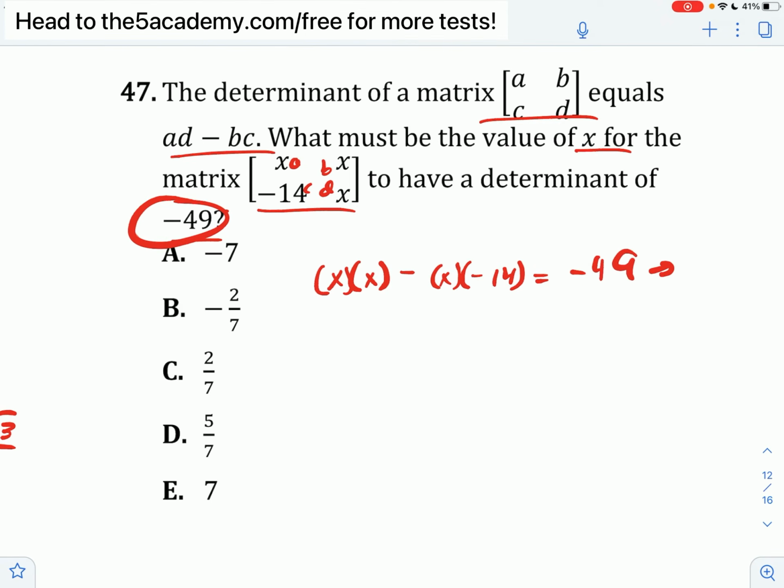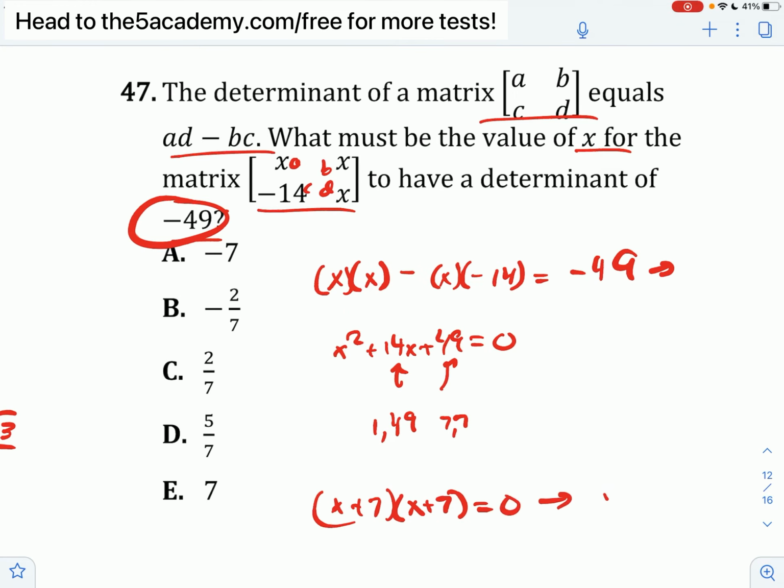What I can do is combine these and move this to this side, and I'll get a quadratic. X squared plus 14x plus 49 equals 0. What are factors of 49 that add up to 14? So 1 and 49, or 7 and 7. 7 and 7 obviously match up. X plus 7 times x plus 7 equals 0. If I set x plus 7 equal to 0, I get x equals negative 7.